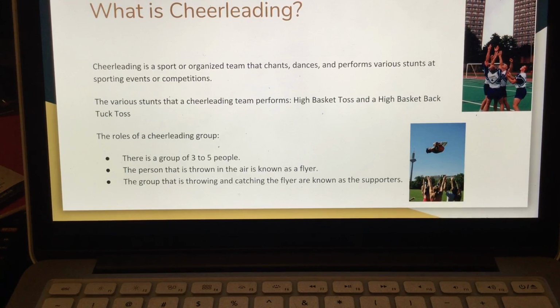Now, what is cheerleading? Cheerleading is a sport or organized team that tends to do chants, dances, or perform various stunts at sporting events or competitions. Some of the sporting events are basketball, football, sometimes baseball, just depends. And for competitions, there are high school, AAU tournaments, and then you also obviously have college.